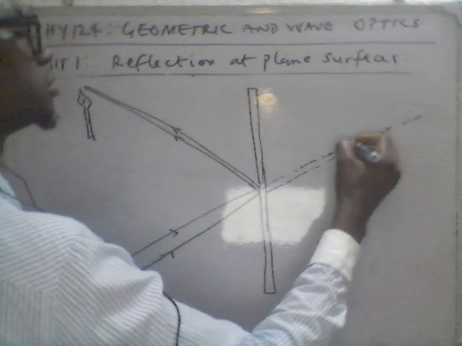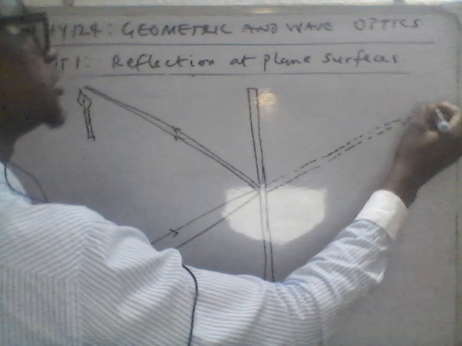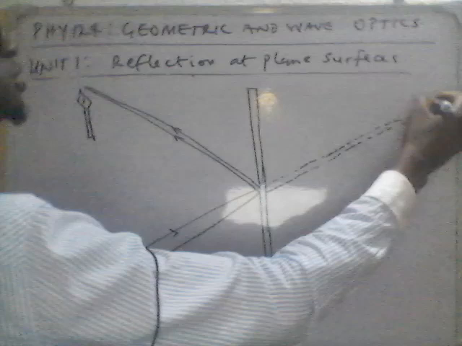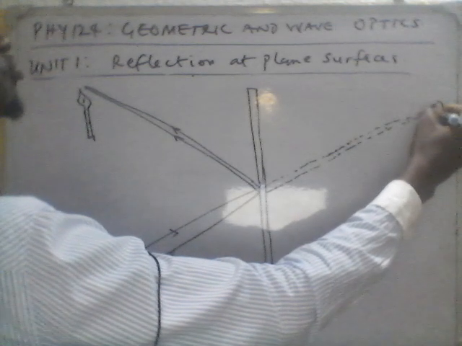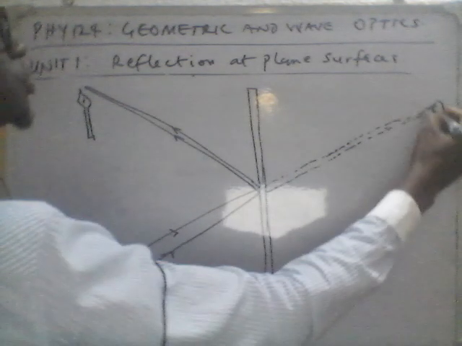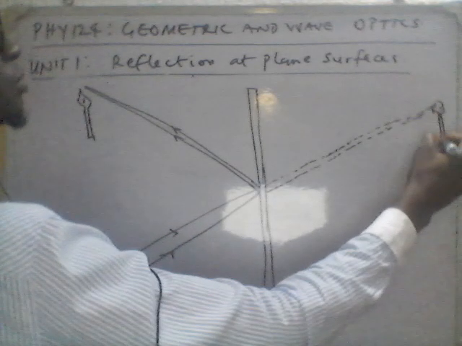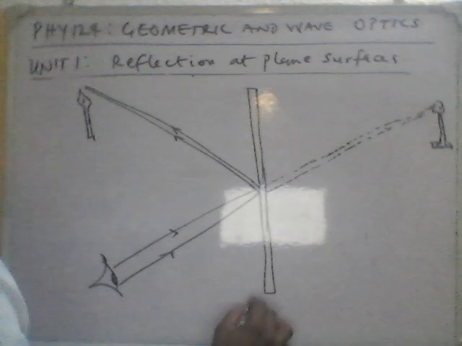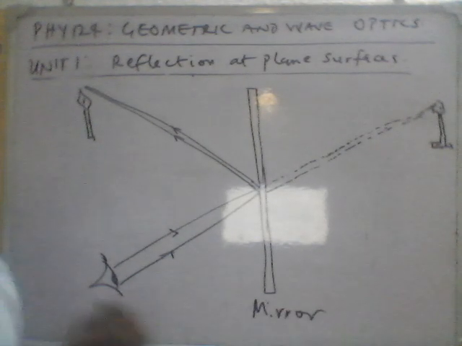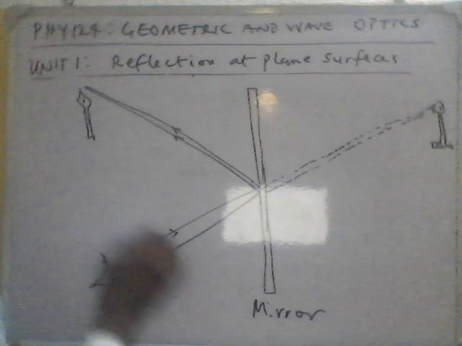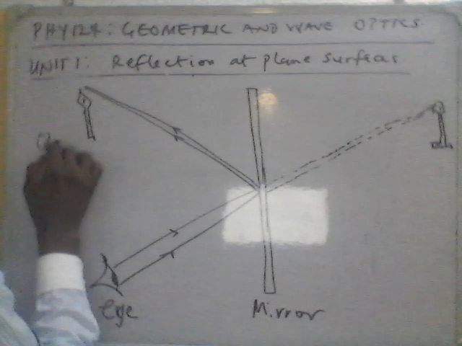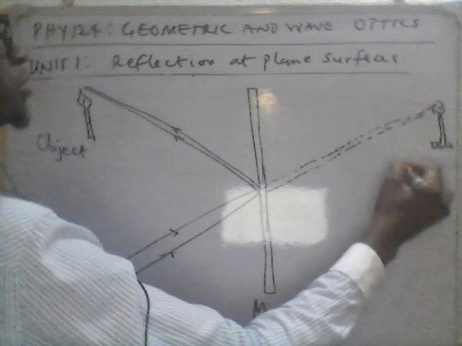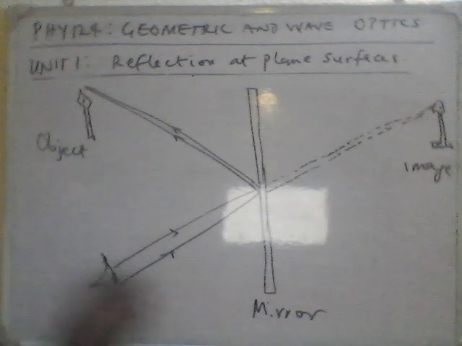Please, my hands need to be steady. And it forms like this. So at the point where these two rays meet, it will appear that the head of this candle is on this side. Now this is a virtual image actually. So this is the mirror, I'll label this one mirror, and this is the eye, the human eye, observing. This is the object, the candle, and this is the image that is formed behind the mirror.